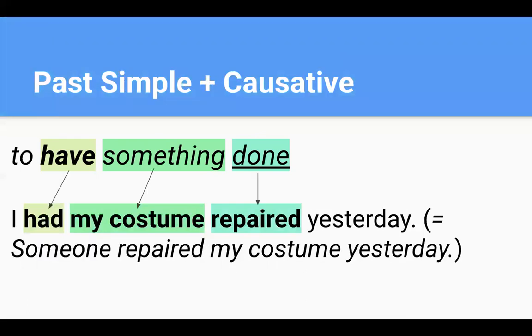We can also use the past tenses. For example, the past simple. I had my costume repaired yesterday. Yesterday indicates that we need the past simple. We know when the action happened.